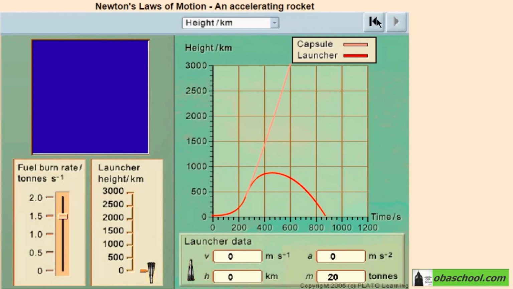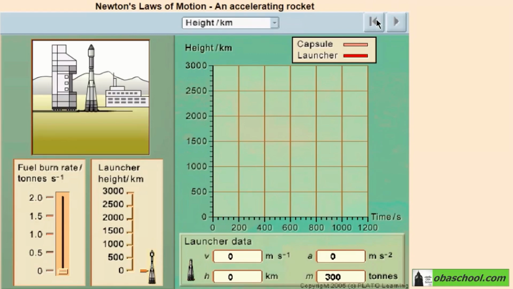Now we will click Reset, and we will try to set the slider to different burn rates and fire the launcher a couple of times. We will start with 0.5 and let's click play.